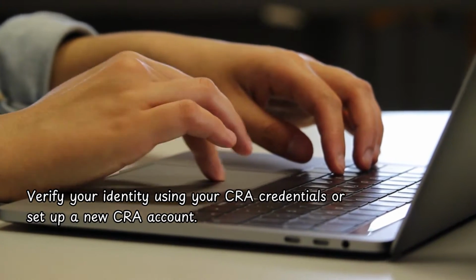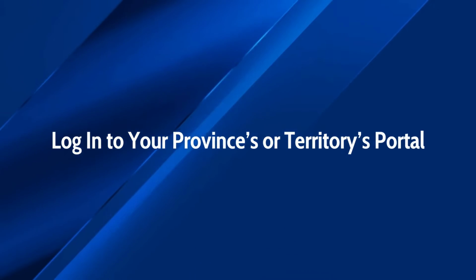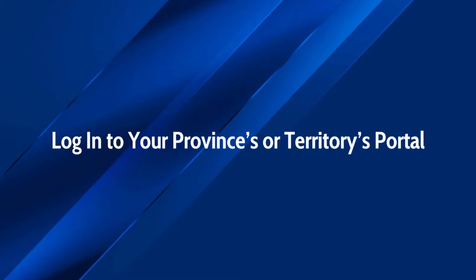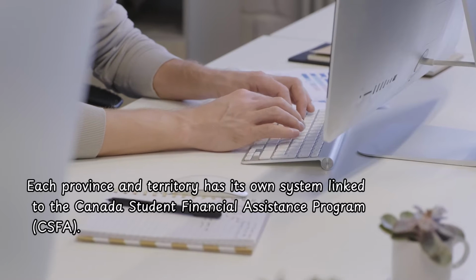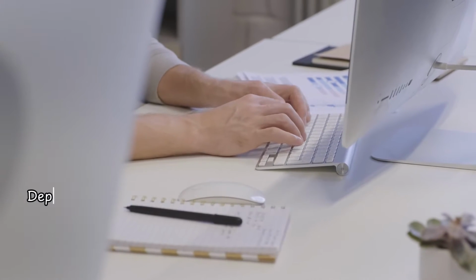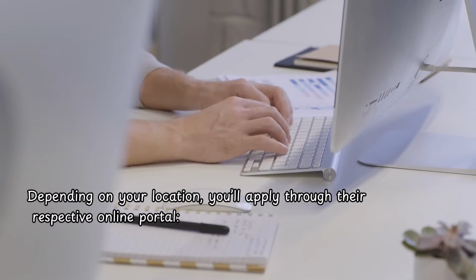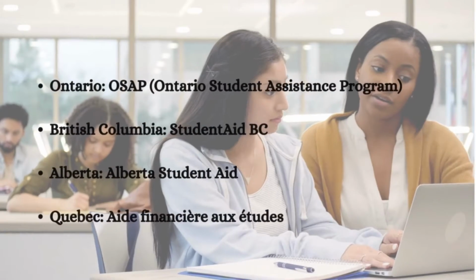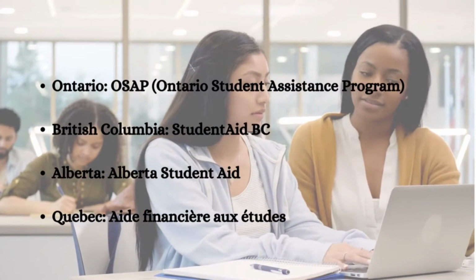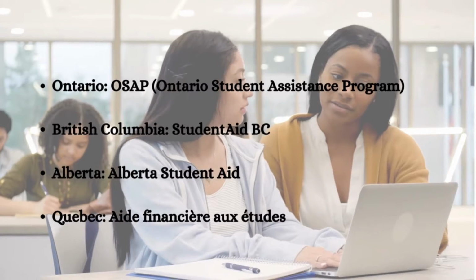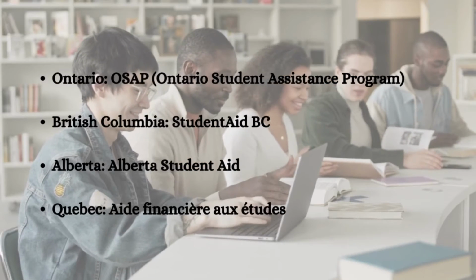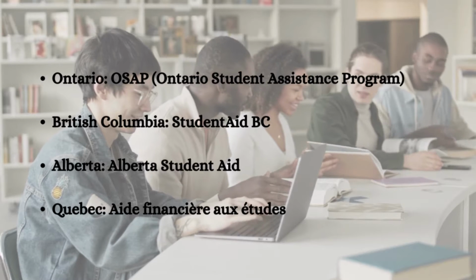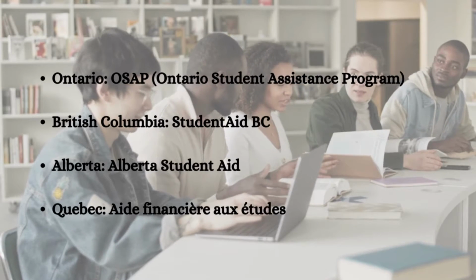Step 4. Log into your province or territory's portal. Each province and territory has its own system linked to the Canada Student Financial Assistance Program or CSFA. Depending on your location, you will apply through the respective online portal. Ontario or OSAP, Ontario Student Assistance Program. British Columbia, Student Aid BC. Alberta, Alberta Student Aid. Quebec, Aide Financière aux Études.